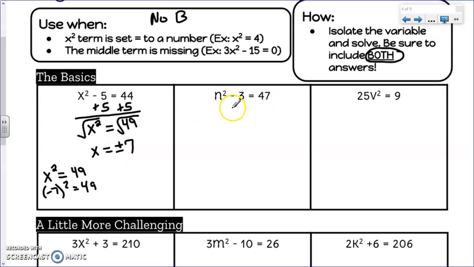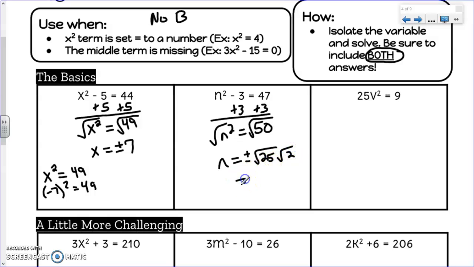Okay? All right, here we're going to add 3. We get n squared equals 50. Square root, square root. Now 50 is not a perfect square, so we need to break that down. We still need the plus or minus, so we can break it down to 25 and 2. So that's going to give me plus or minus 5 square root of 2. Okay, this one I could factor.